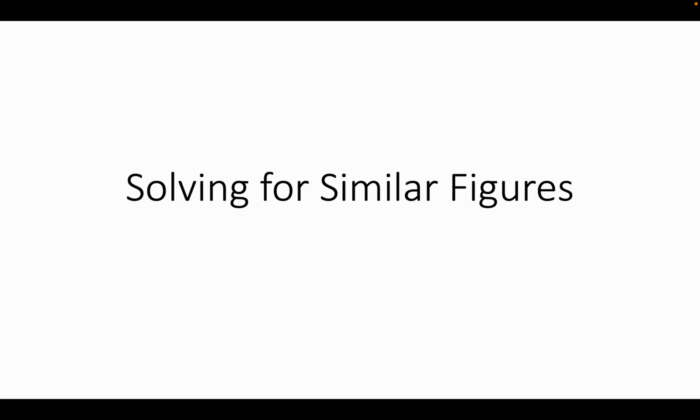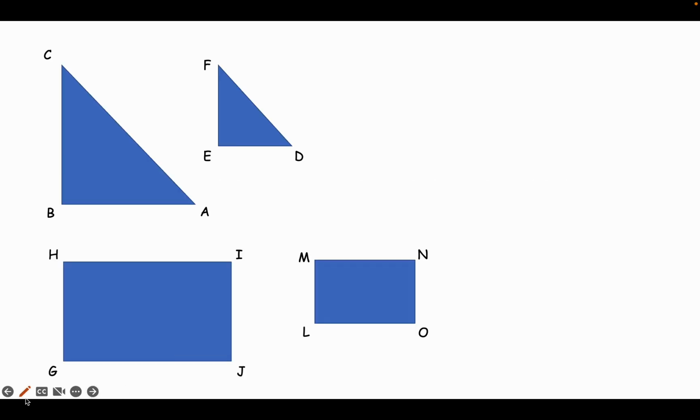For similar figures, when we know that figures are similar, take the two triangles on our paper. Triangle ABC, when we use this squiggly line, that means similar to triangle DEF. What that means is the ratio of corresponding sides are going to be equal. So if we took sides DE divided by AB, you'll notice that's DE, AB.